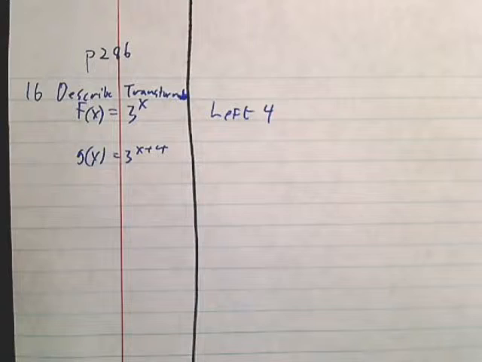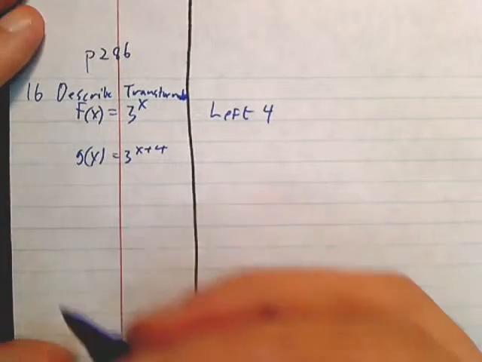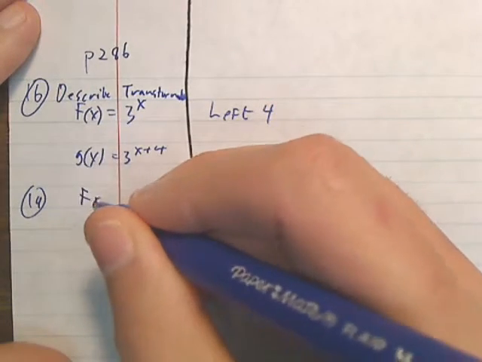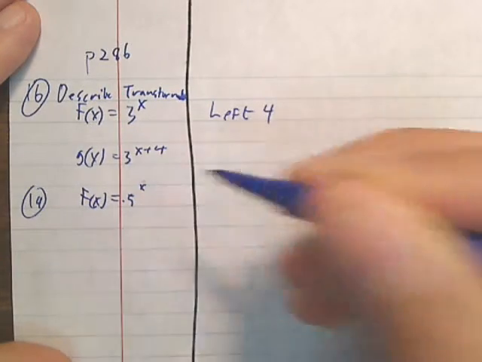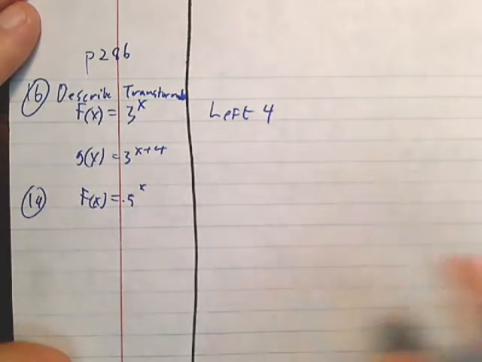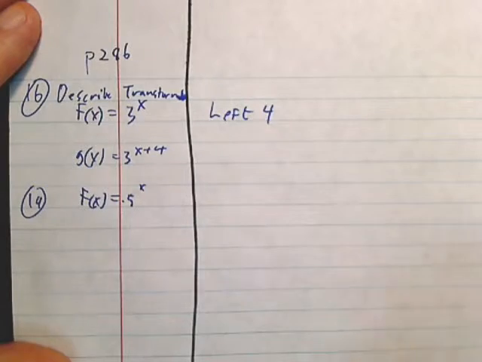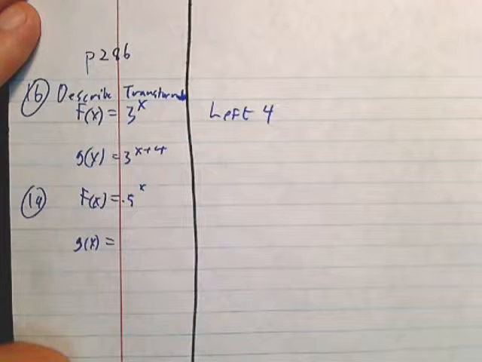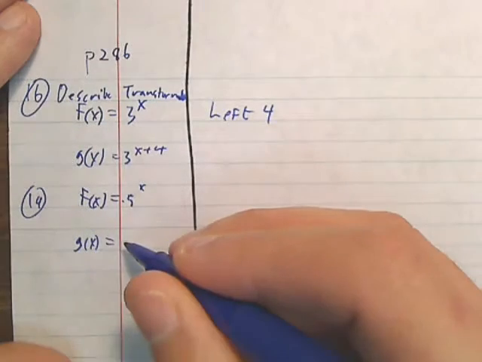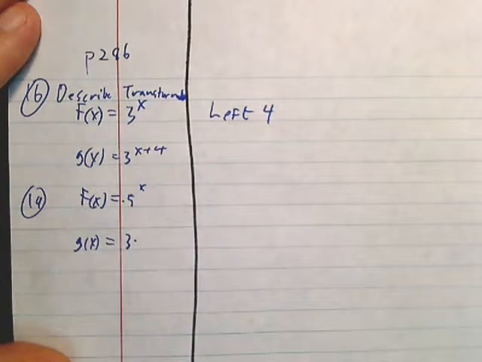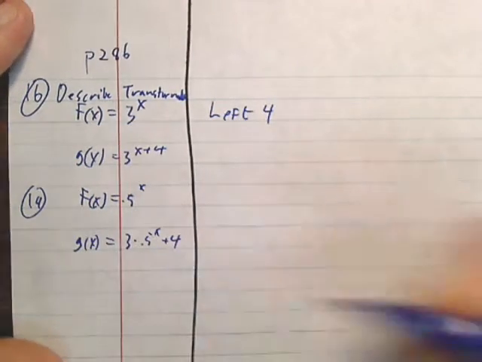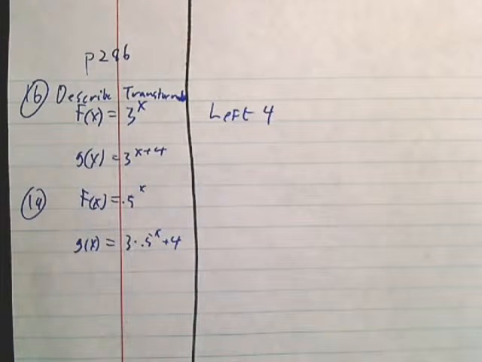Let's look at one more in that section, number 19. The instructions are still describe the transformation. So number 19, f of x equals 0.5 to the x power. Okay, this is exponential decay because it's a number between 0 and 1. So I thought I'd note that while I'm sitting here. And g of x equals 3 times 0.5 to the x power plus 4. So a couple of transformations there. I'll go ahead and pause this and give you a minute to think about it.